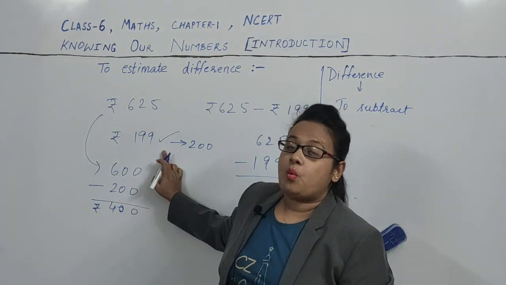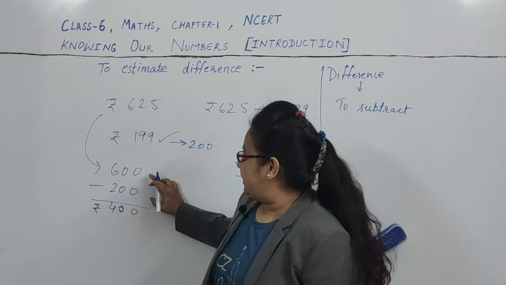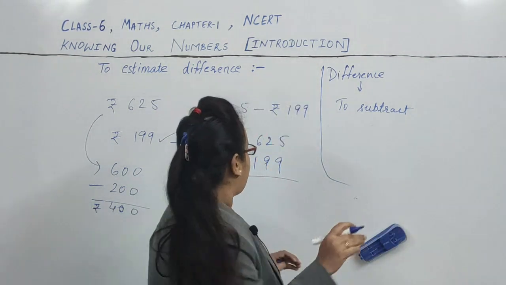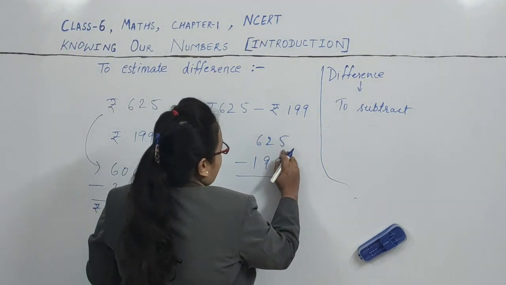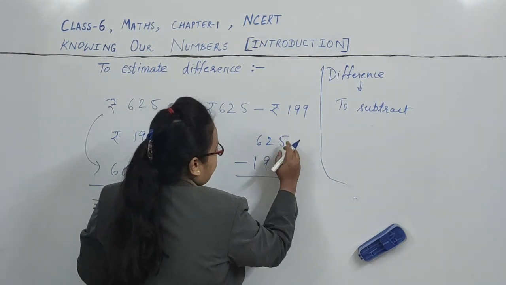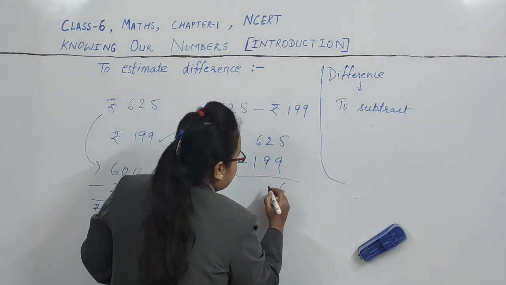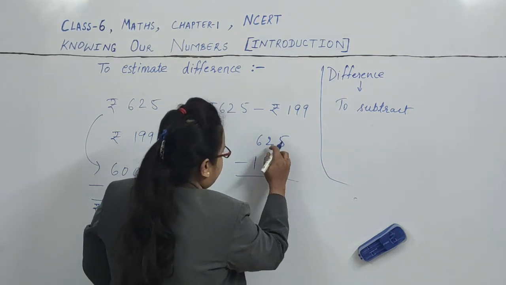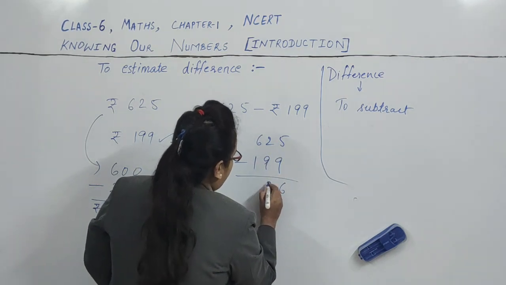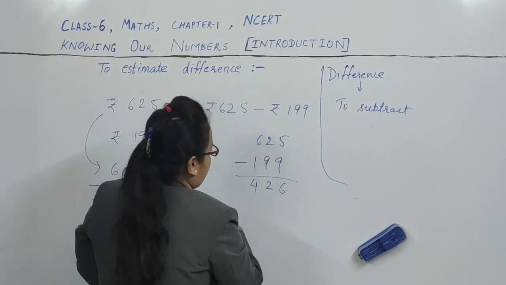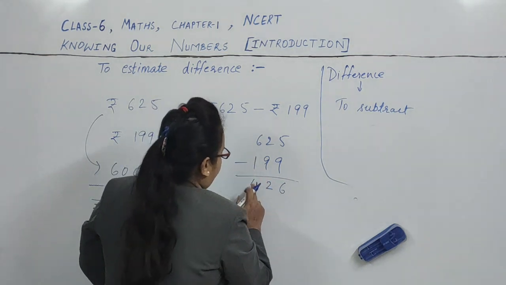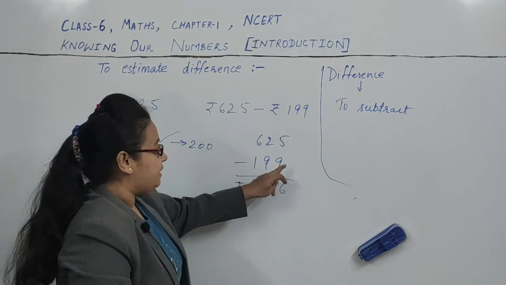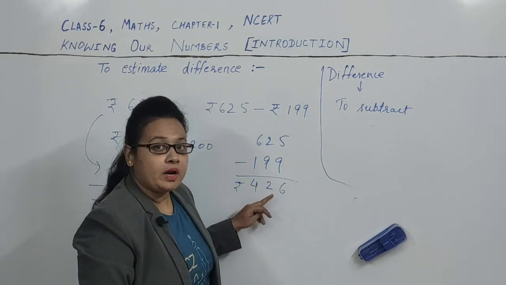So now let us check what will be the actual difference between these two. What will be the actual answer we get if we subtract this? We will take one carry, it will become 15. 15 minus 9 is 6. Then it will become 11. 11 minus 9 will be 2. It will become 5. 5 minus 1 is 4. So I will be left with rupees 426 if I purchase this thing.